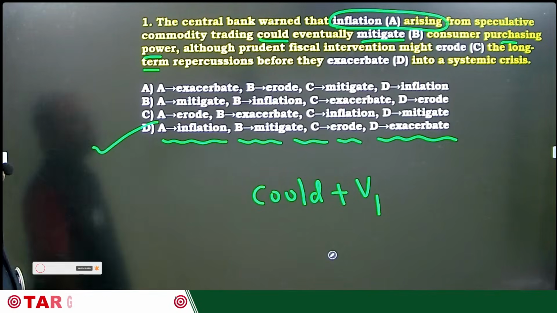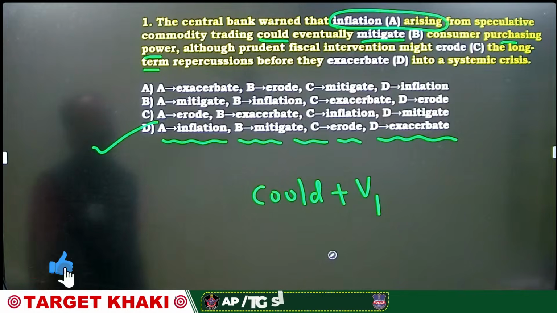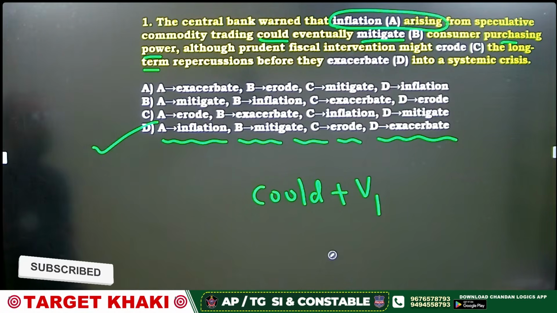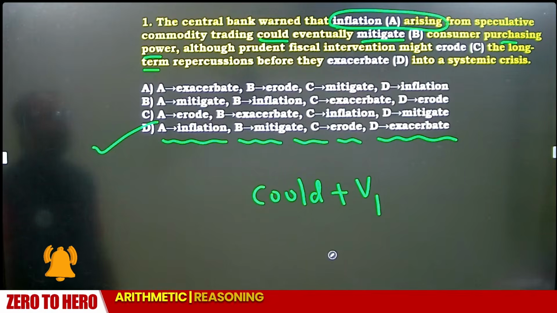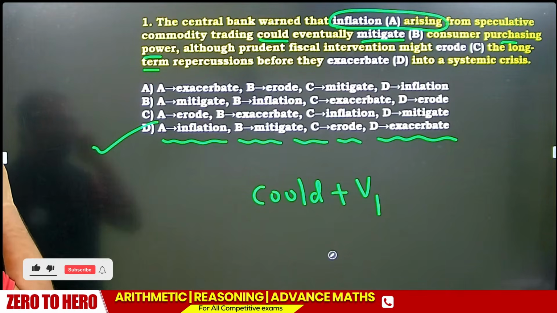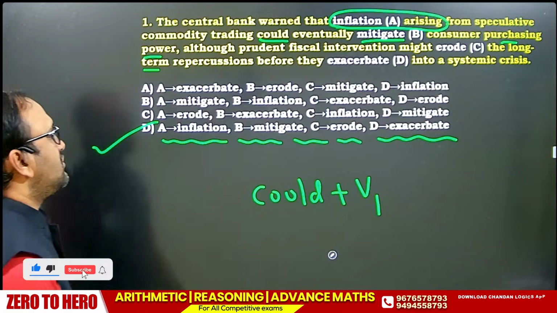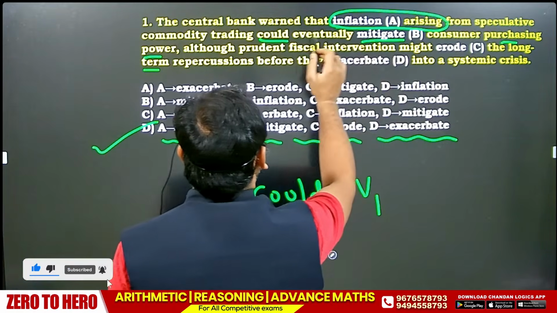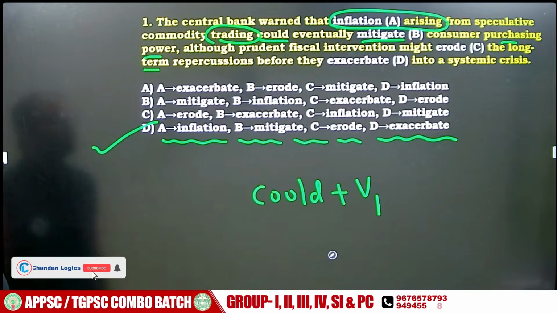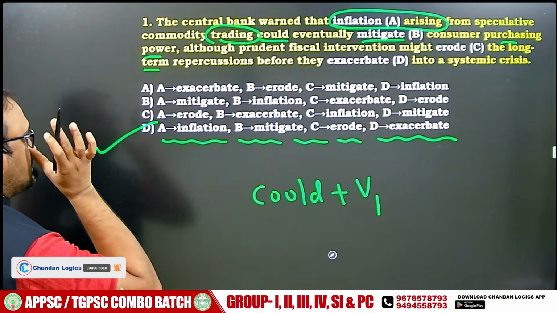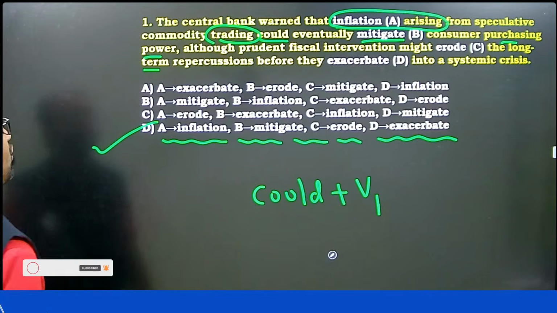So I'm going to just give you some brief meaning of this sentence. Central bank warned that inflation arising from some trading could eventually mitigate consumer purchasing power. So, inflation sometimes can come based on trading, speculative commodity trading. And then naturally when that inflation arises, people's purchasing power will fall down.